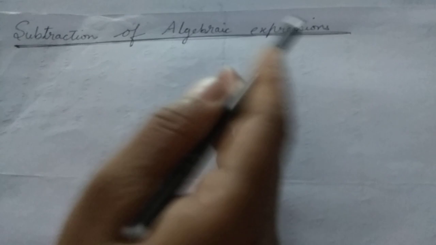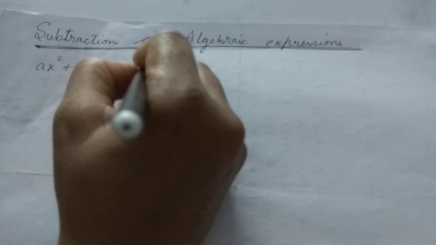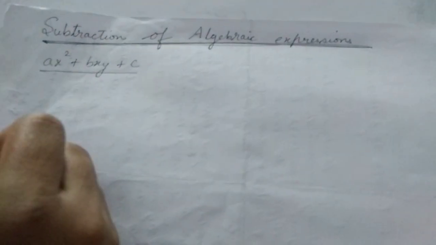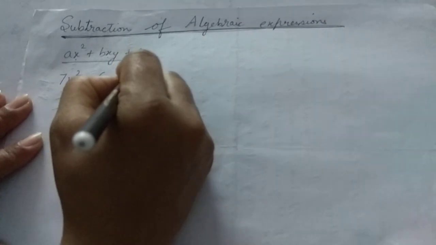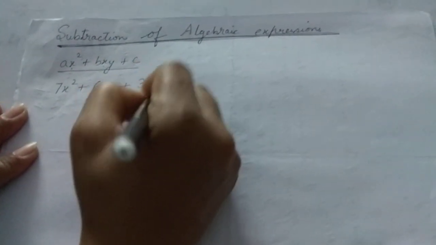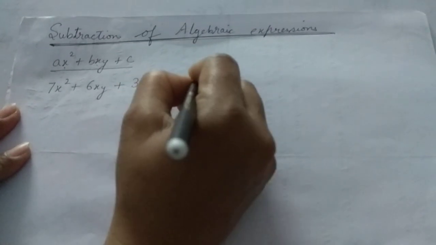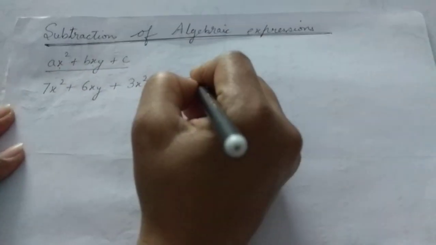So today we will learn subtraction of algebraic expressions. Now you know what are algebraic expressions? Expressions of the form ax square plus bxy plus c can be called algebraic expressions, wherein variables are used and a, b, c can be numeric values. So we can have 7x square, we can have 6xy, or maybe we have 3x square y also, and we have 5. It can have a negative term also.